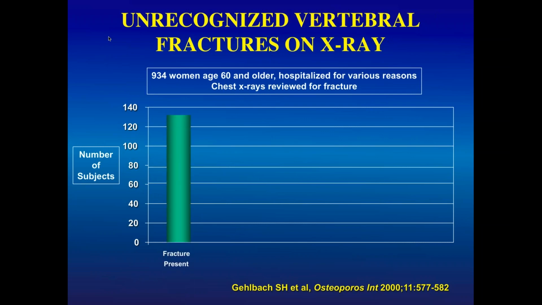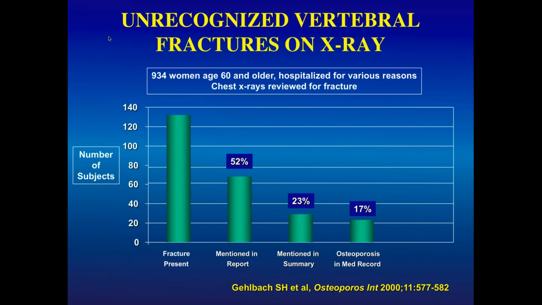And within this population of 900 patients, they found about 130 that had a fracture present. This is in a retrospective review of the radiographs. But only half of these had been mentioned in the report, and half of those had been mentioned in the summary. Fewer were in the medical records, and only 7%, in fact, were under treatment or had treatment initiated. So this is not new information. This type of study has been repeated, and this is a global problem.